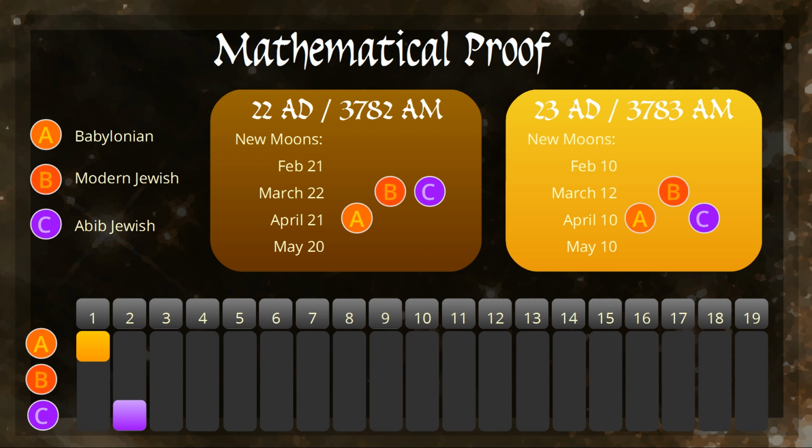The next year, 23 AD, or 3783 AM, has new moons on February 10th, March 12th, April 10th, and May 10th. All 11 or so days short of the previous year. The previous year had the Babylonian calendar start on April 21st. 12 months later, the year would start on April 10th, which is after the equinox. This satisfies the calendar rules.